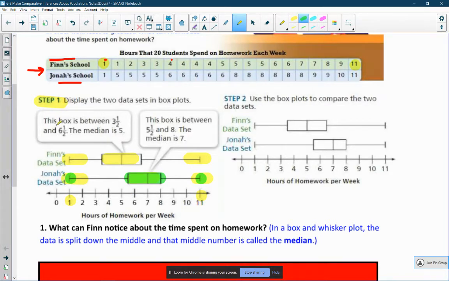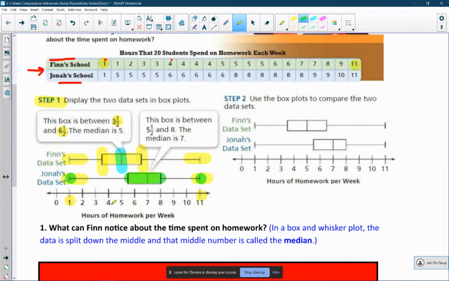So if we look at this top box here, it says this box is between 3.5 and 6.5. So what does that mean? This line here is at 3.5, and this line here is at 6.5. That box in the middle tells us where the middle of the data is at. And this line that runs right down the middle, that's our median, or middle point of our data. So we can do the same thing when we look at Jonah's data.